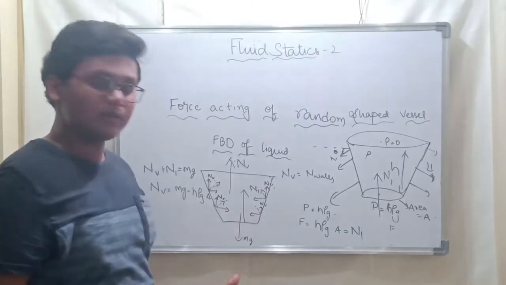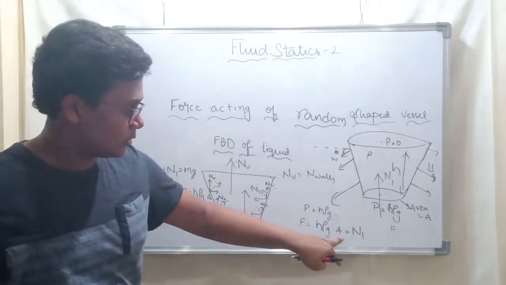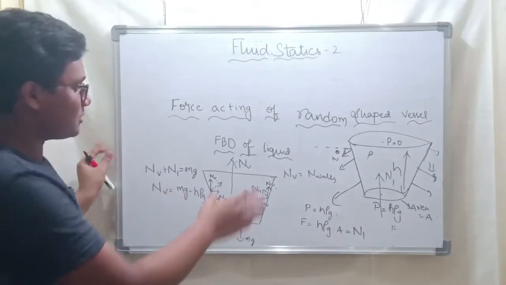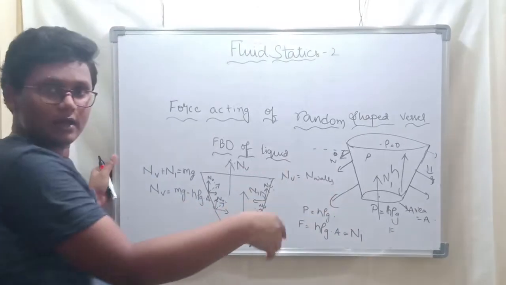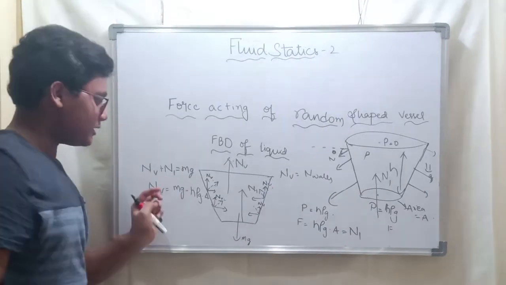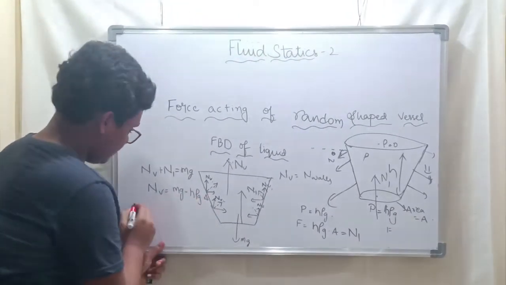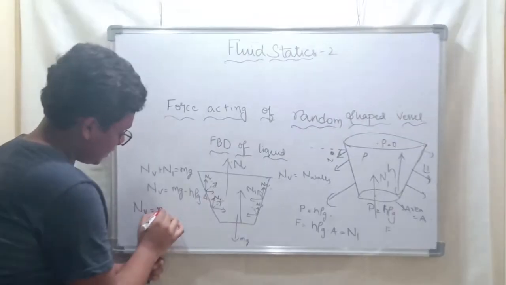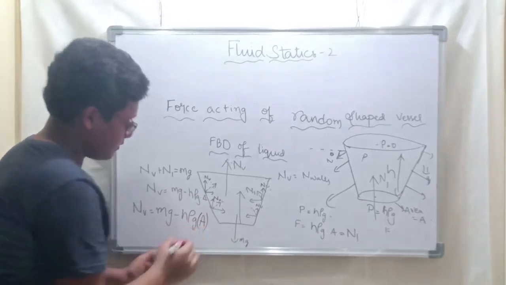N1 is the normal force from the bottom. So we got already H rho Z into A is equal to N1. By substituting for NV, the normal force acted by the liquid on the side walls is equal to mg minus H rho Z into A. NV is equal to mg minus H rho Z into A.